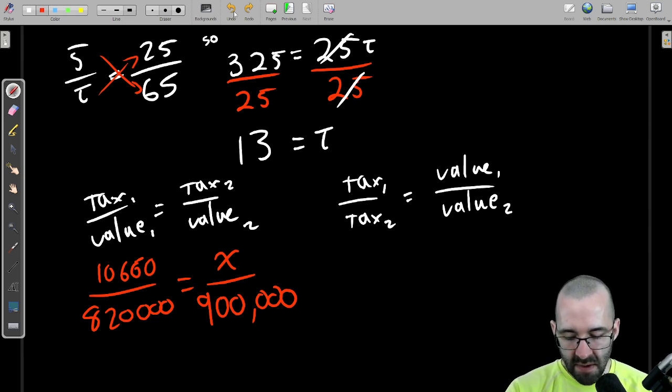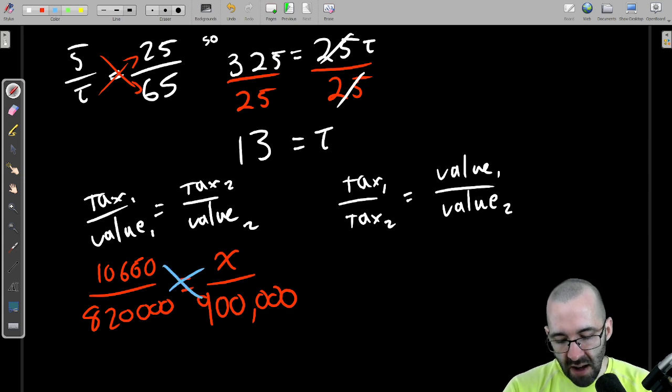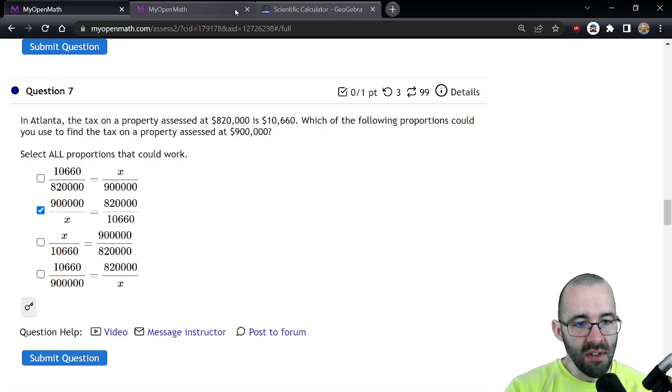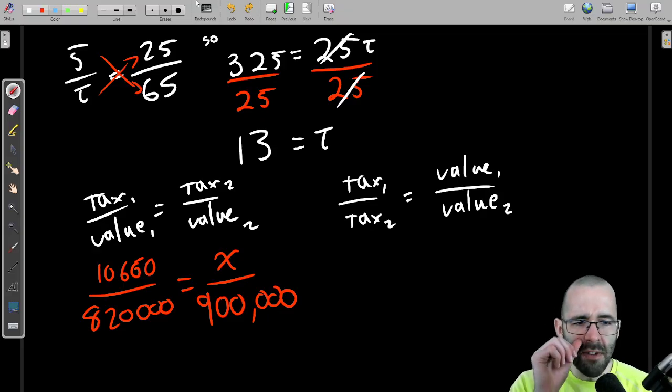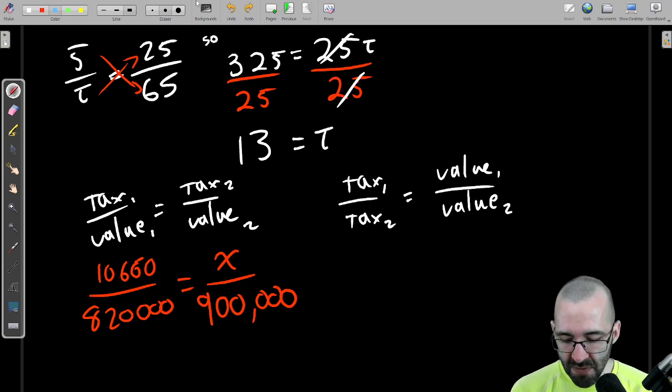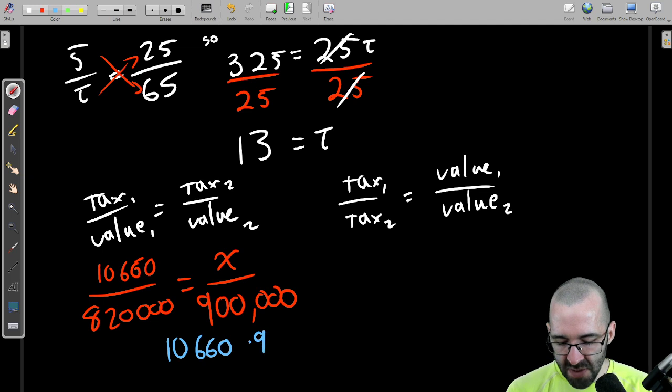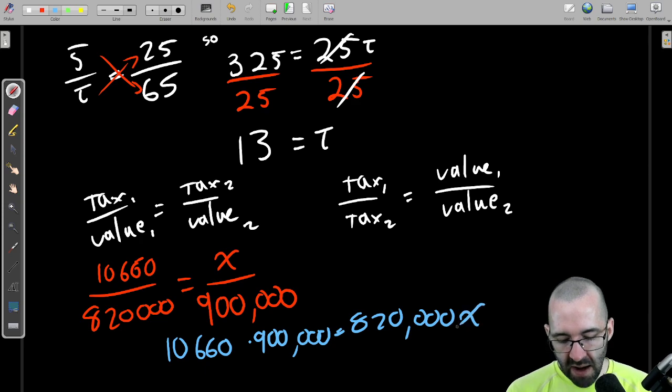Right, okay. Check that by cross multiplying and see that it is indeed the same. All of these should give you the same exact equation when you cross multiply. And in fact, that's maybe even an easier way of verifying this problem. If we cross multiply, right, we get 10,660 times 900K equals 820K times X.